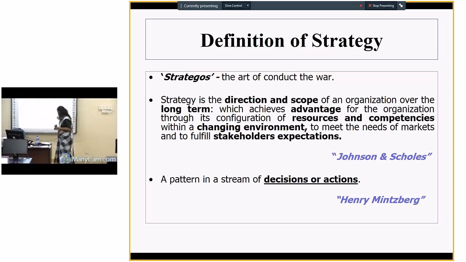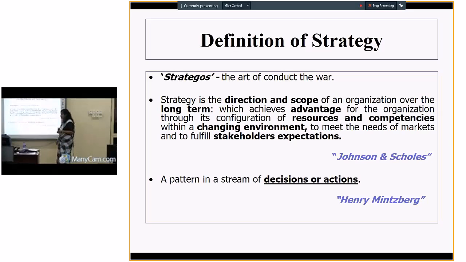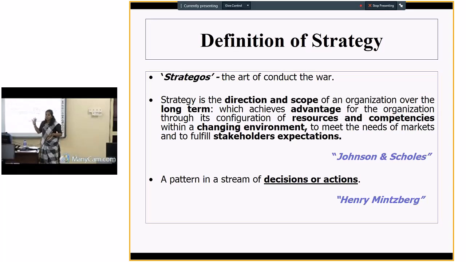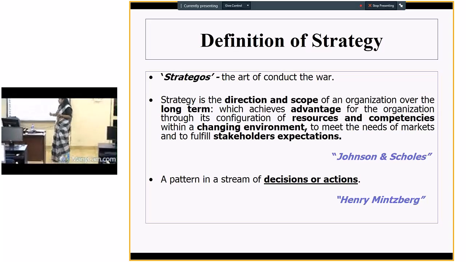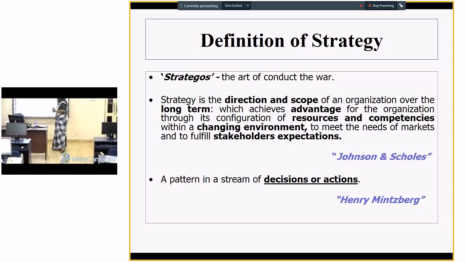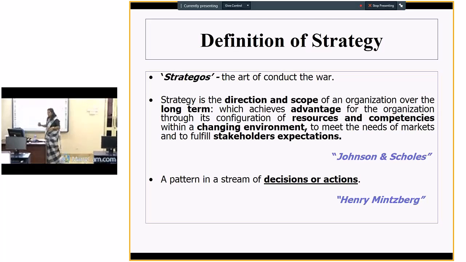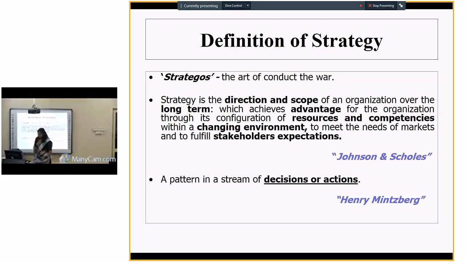Actually, I have given two definitions regarding that. One is from Johnson and Scholes and the other is from Henry Mintzberg. Those two are the gurus of the management field, because most of the terms that we are utilizing come from Mintzberg and Johnson and Scholes, since these are the two gurus in the strategic management arena.